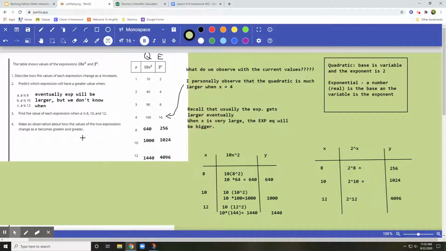4,096. Once it gets going, it definitely overcomes it. All right, so the question is, make an observation about how the values of the two expressions change as x becomes greater and greater. I'm going to leave this for you to do, and I'm going to leave this open.